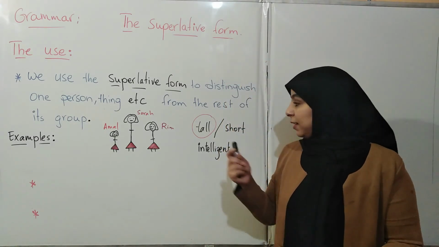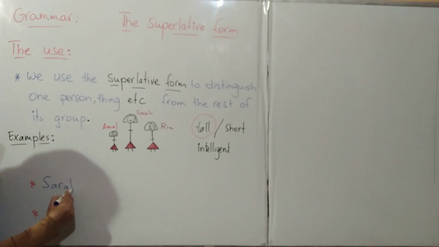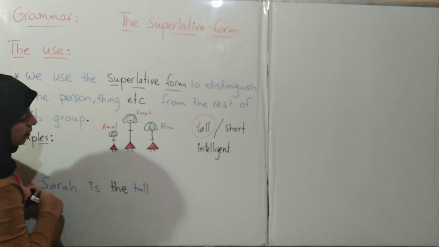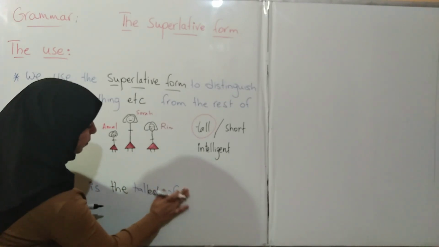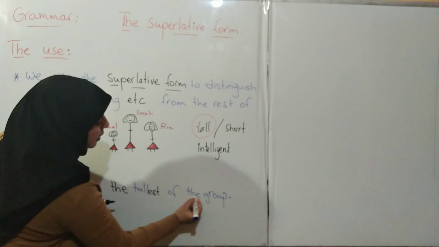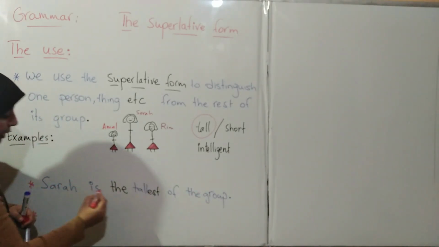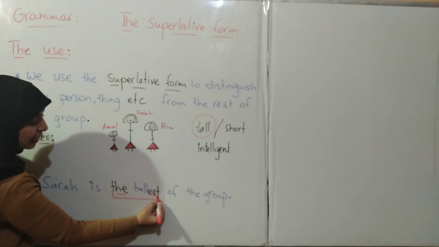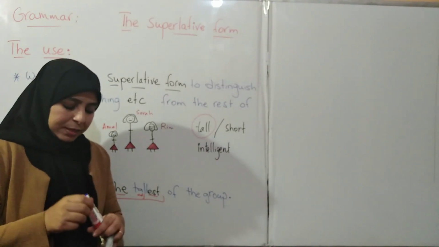This is the superlative. Let's write it again. Look how to write the superlative form. We say, Sarah is the tallest of the group, right? So Sarah is the tallest of the group. Look at the form of the superlative. You have the, we used the, and est added to the adjective. Clear? Let's use another adjective to understand well.